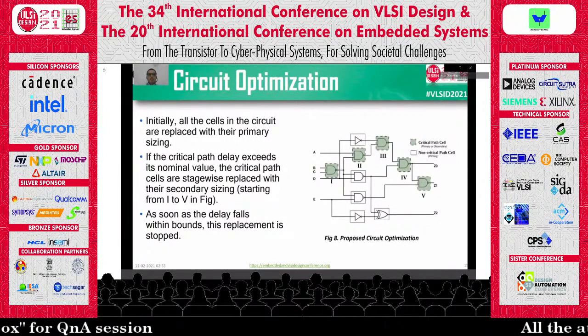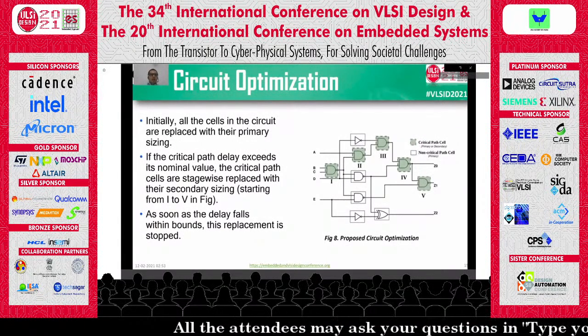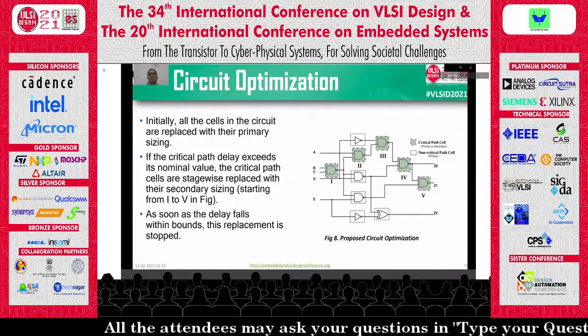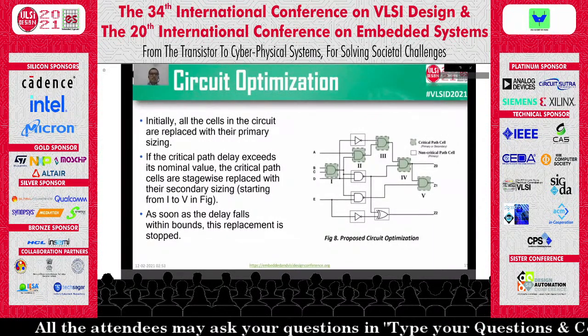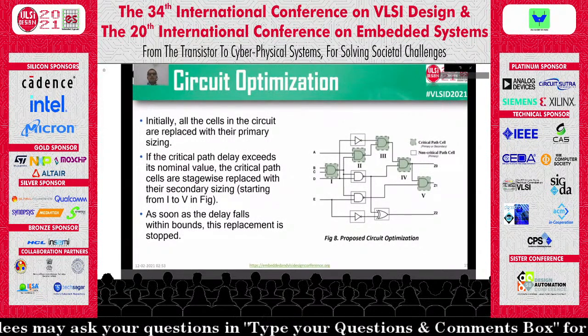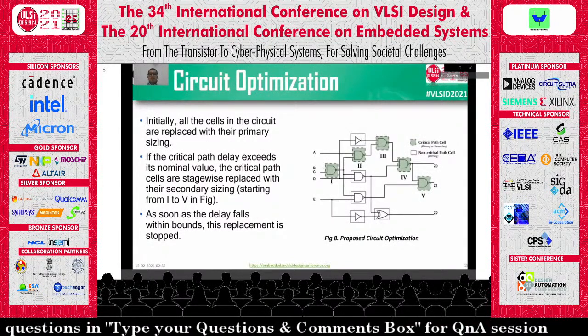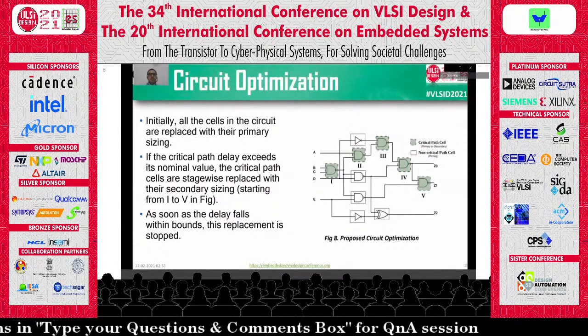Starting from cell 1 as shown in the figure, step by step, the replacement of primary solutions of cell 2 to 5 happens, and after each replacement the critical path delay is verified. The moment the critical path delay falls within the nominal bounds, this cell replacement stops.